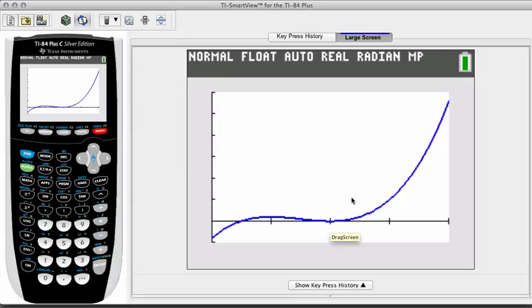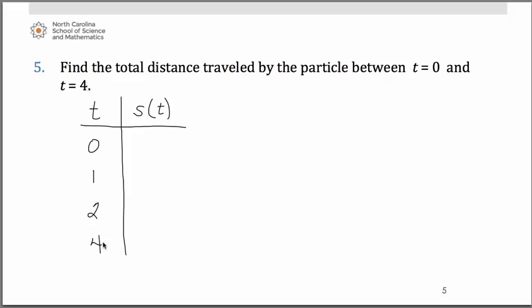So what we want to do is figure out the position of the particle at those key times at 0, 1, 2, and 4, and basically add up the distances in between. So we can do that easily with a table, and we're going to use our calculators to do that. So let's organize it by hand first, and then we'll come back here and use the table feature in our calculator to help us determine this. So we're going to use the calculator's table feature to find the position, the location of the particle at each of these t values. So let's go back and create a table for that.